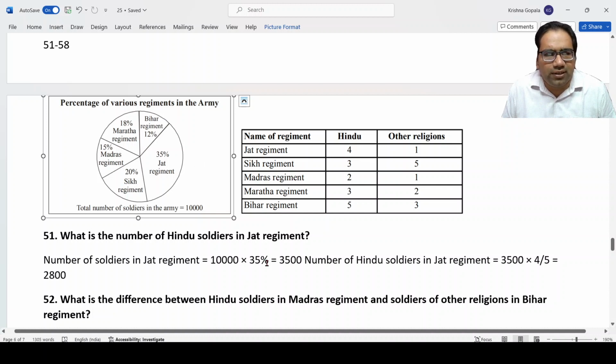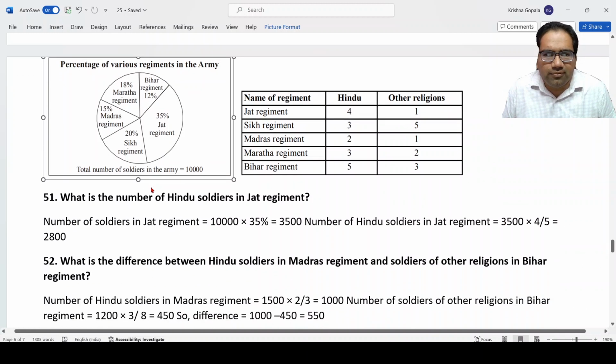Right? First is 3,500, 10,000 into 35%, 3,500, and 4 by 5 of 3,500. 4 by 5 of 3,500 is 4 into 700, 2,800. Right? This is an easy problem. Within seconds, we should be able to solve. What is the difference between Hindu soldiers of Madras regiment and soldiers of other religions in Bihar regiment? Madras regiment, 1,500 people are there, of which Hindu are 2 by 3 of 1,500.